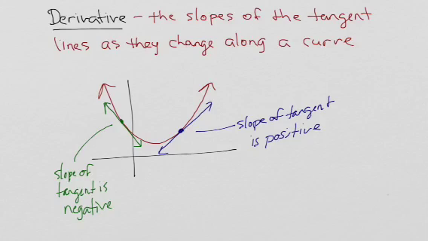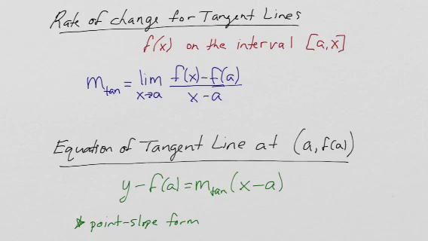So we're going to be writing the equation of that tangent line today. That's going to be our job, and we're going to use derivatives to do this. So first off, the rate of change for a tangent line. We've got some function, f of x, on an interval from a to x. And again, we want that interval to keep getting smaller and smaller. We want x to keep getting closer and closer to a, so essentially they're the same number. That would give us our tangent line.